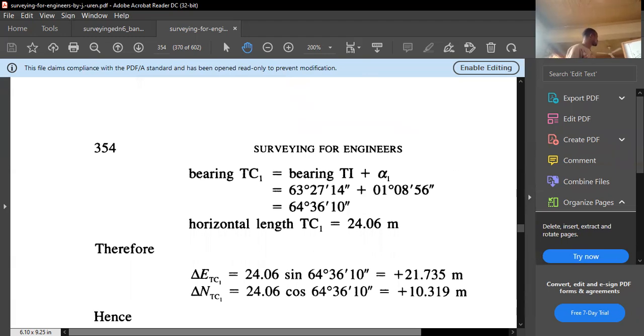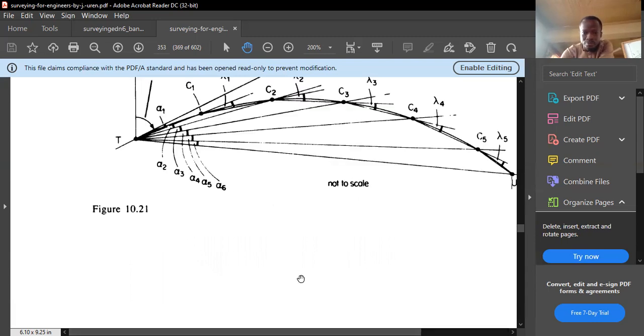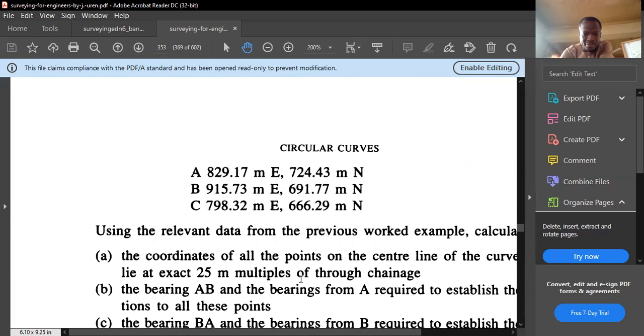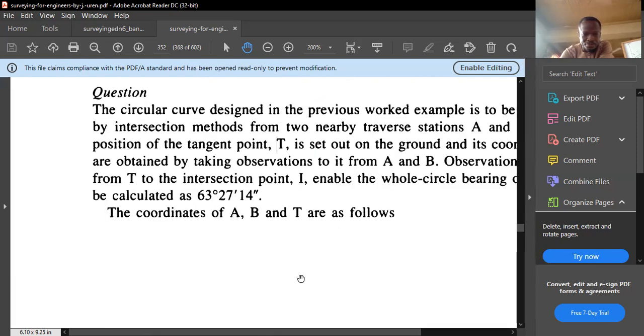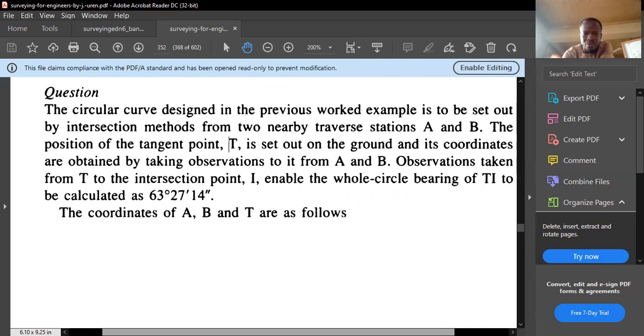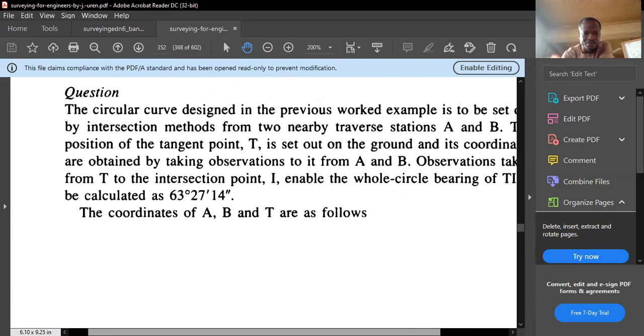Let's assume that we have this to be the bearing of line TI. Is that okay? Let's move. I'm going to make use of some data. I think I need to give you some data. Now take this down, or just take note of these things. Just write these things down.